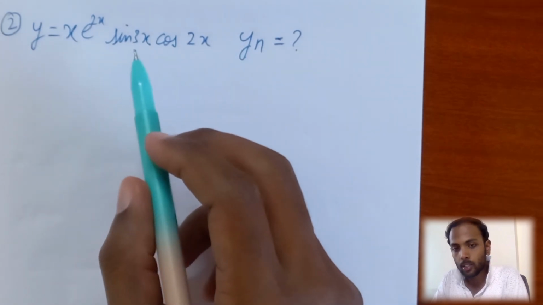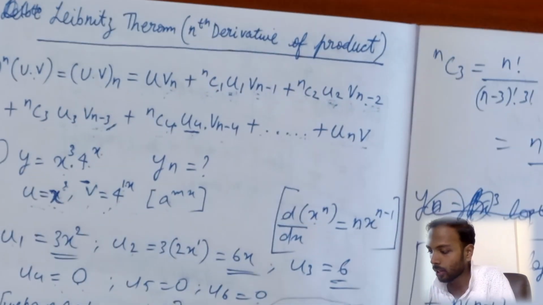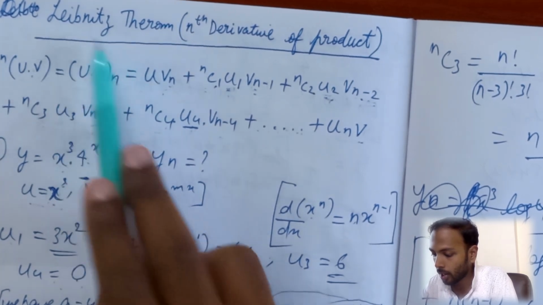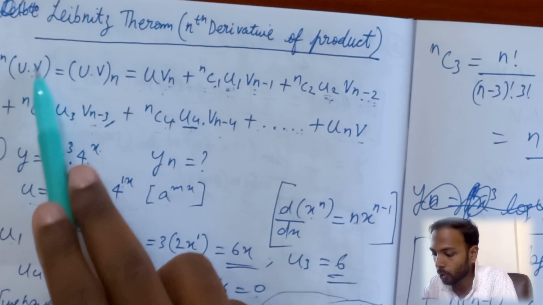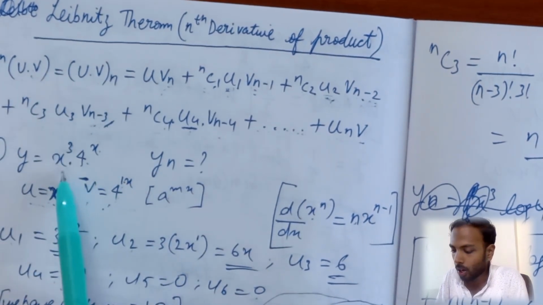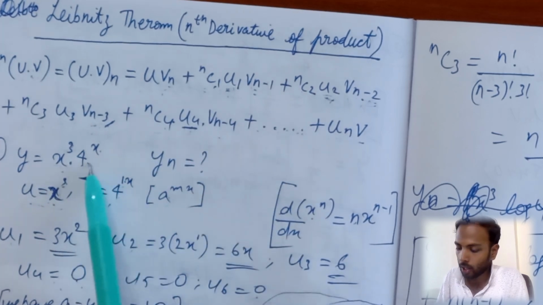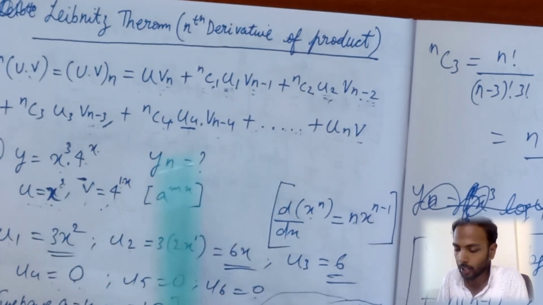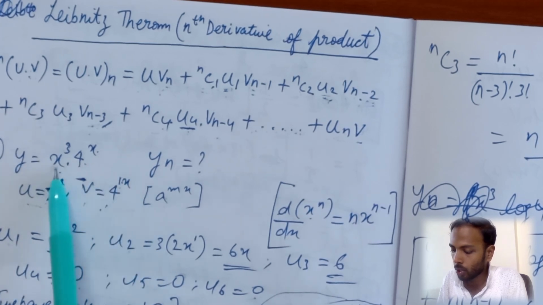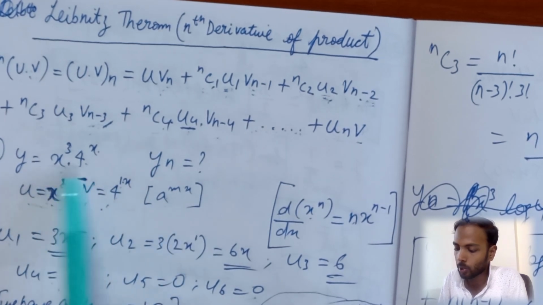In the previous question, it was very straightforward. It was x cube into 4 power x. We said this is u, this is v, because Leibniz theorem says that anything in the form of u into v, two functions multiplied together, is eligible for the Leibniz theorem. In this case, u was x cube, v was 4 power x, so it was straightforward.